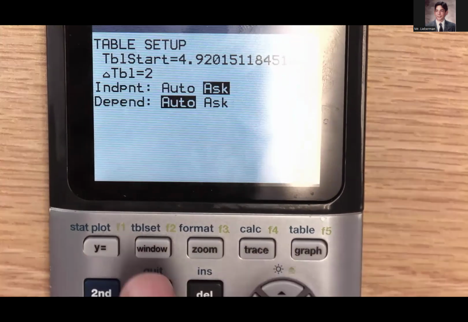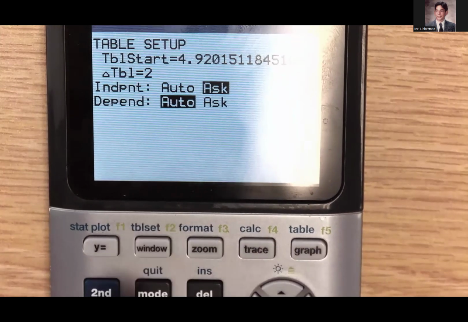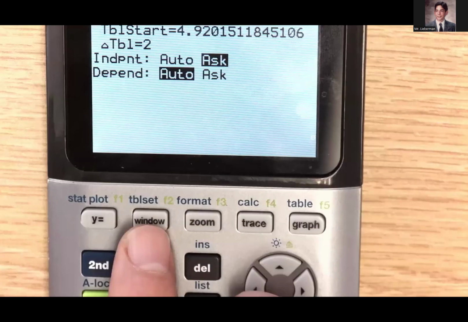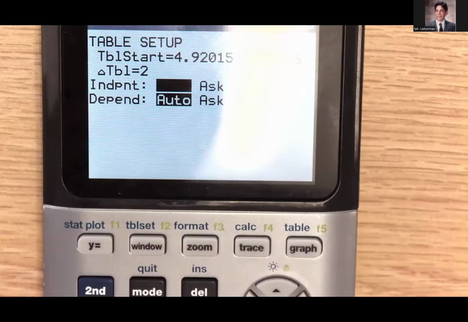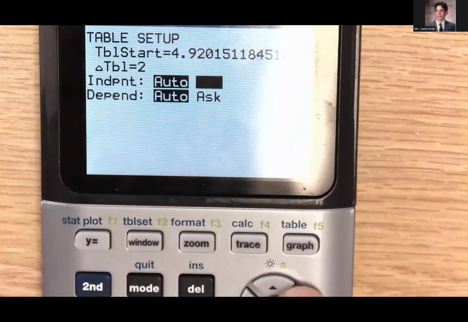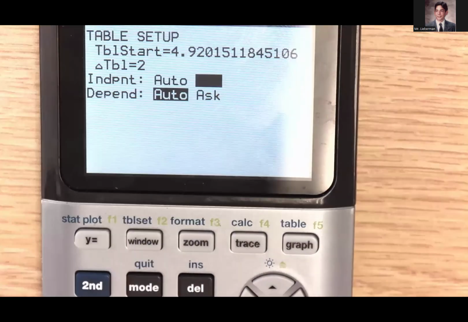So this is table set, which is the second window. And then to switch the options, I think you just hit enter. You just go to the option you want and hit enter. Ask and auto.